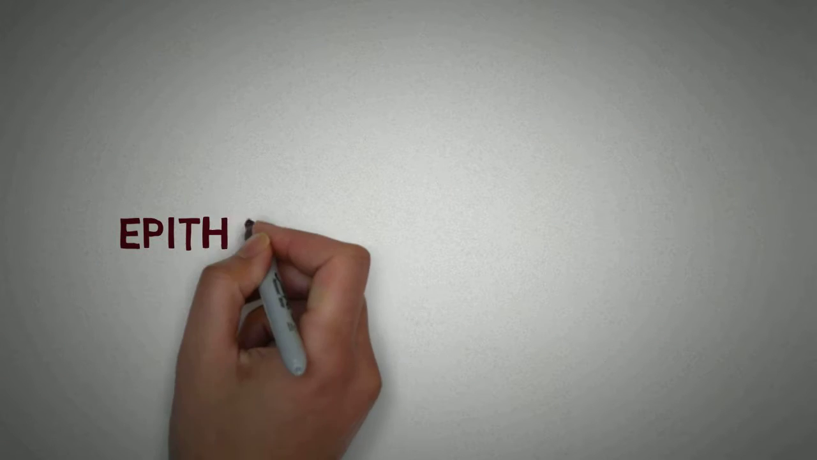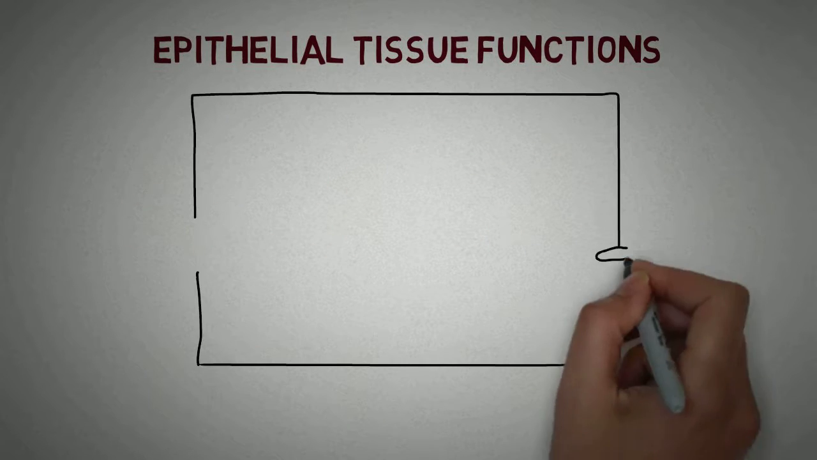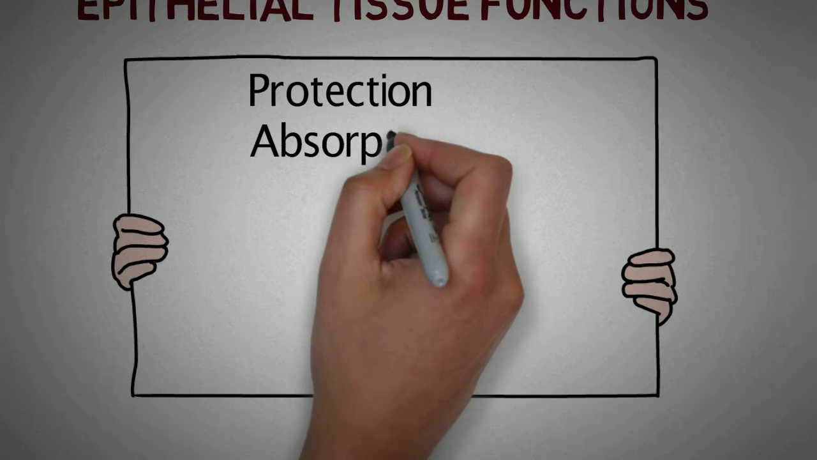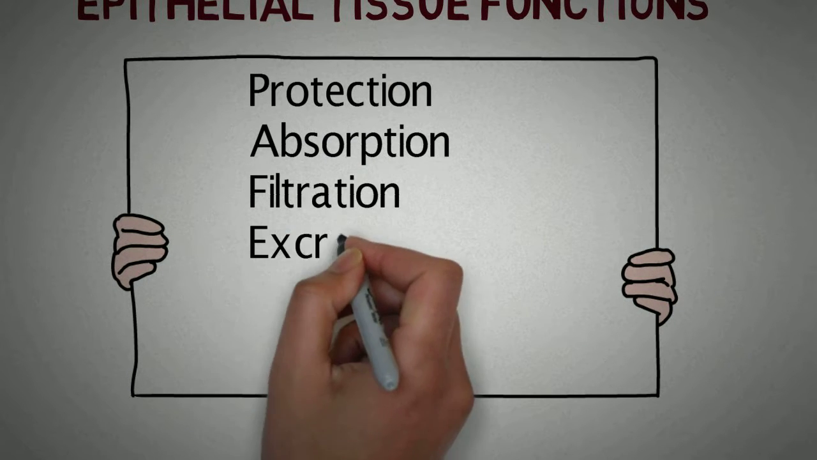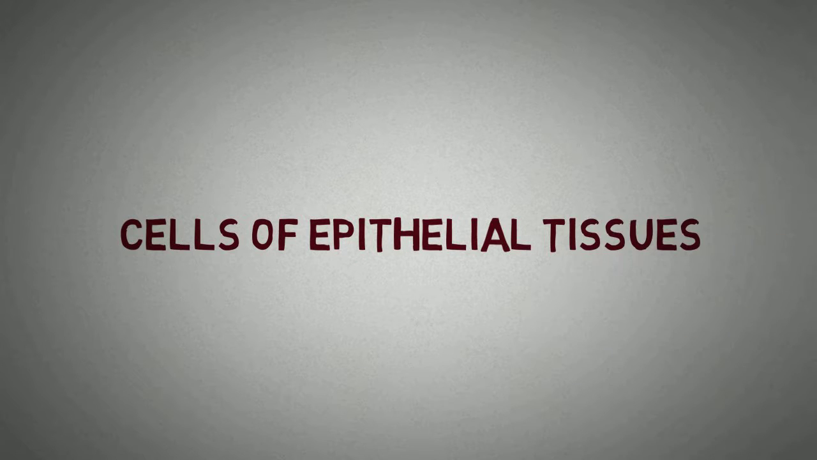So let's go ahead and take a look at epithelial tissue next. Epithelial tissue has pretty much 5 main functions, 5 main jobs. The most obvious one is protection. There's also absorption, filtration, like in our GI tract, excretion, secretion, and of course sensory reception.